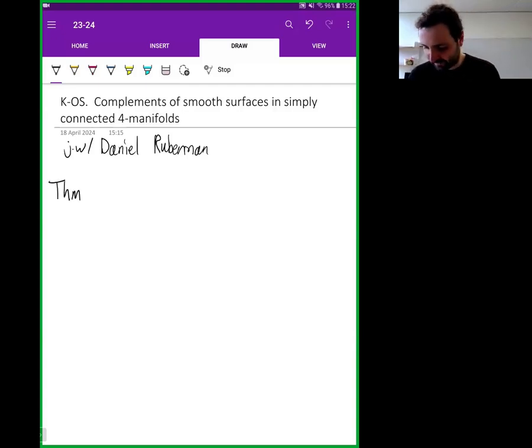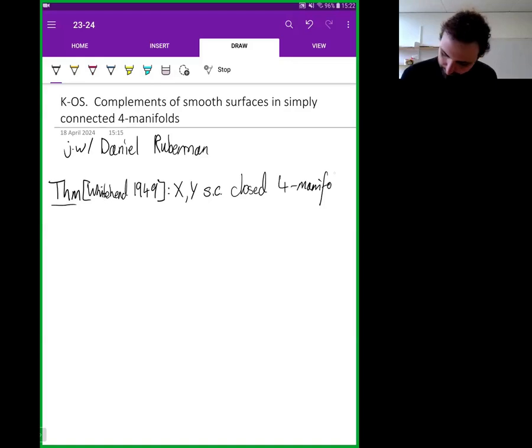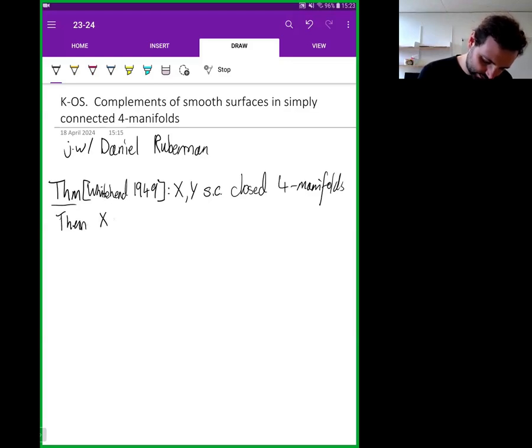So for simply connected four manifolds, I guess the first important result is due to Whitehead in 1949. And this is a very cool result. So you have X and Y simply connected four manifolds. Simply connected for me will just be SC the rest of the talk. And they're closed four manifolds. Then they're homotopy equivalent: X is homotopy equivalent to Y if and only if some quadratic forms based on their cohomology are equivalent.